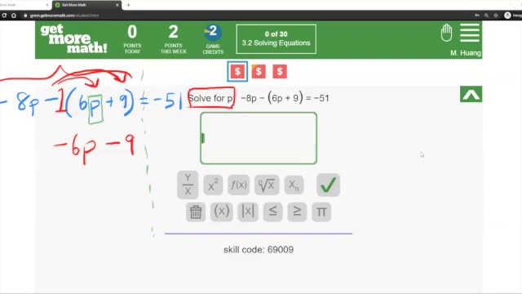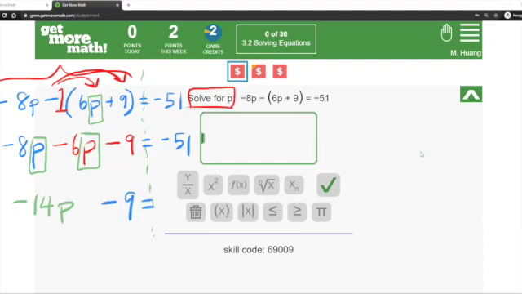Now, what about everything else? Just rewrite the problem. Bring it down. Bring down the -8p, bring down the equal sign, bring down the -51. Okay, we still gotta solve for p. And if we are going to box the variable, there are 2. If you box it, you will know that you can't have 2. You gotta combine it. And they are the same variable, so -8 minus 6, that gives you -14p. And I'm going to bring everything else down again. -9 equals -51.